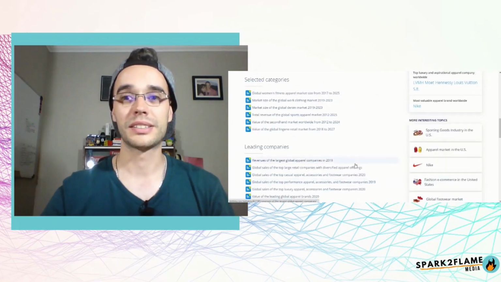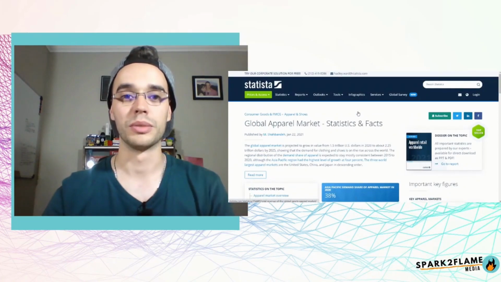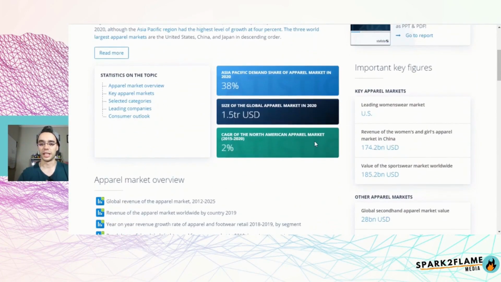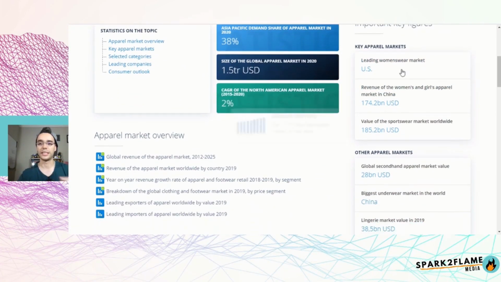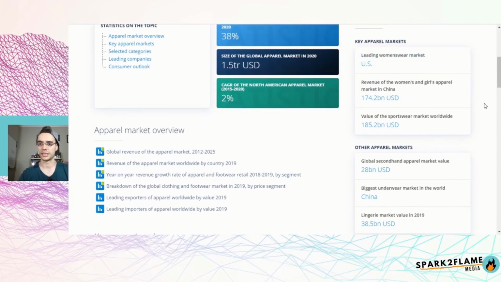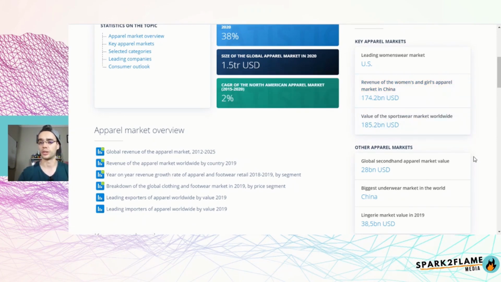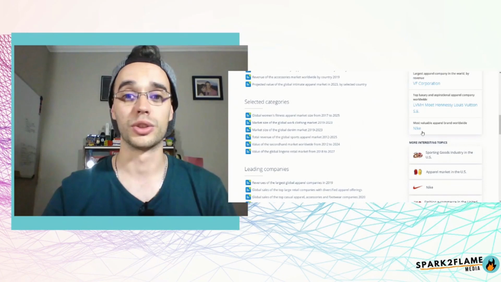Now, let's go ahead and dig back in, okay, to some of the other stats and some of the other facts that I look for. So things like key apparel markets, okay, so women's wear is one of the markets that leads. Now, if you wanted to go and supply apparel in the Chinese market, that seems to be quite a large market, okay? Now remember, it depends what type of business you're looking to start, okay?